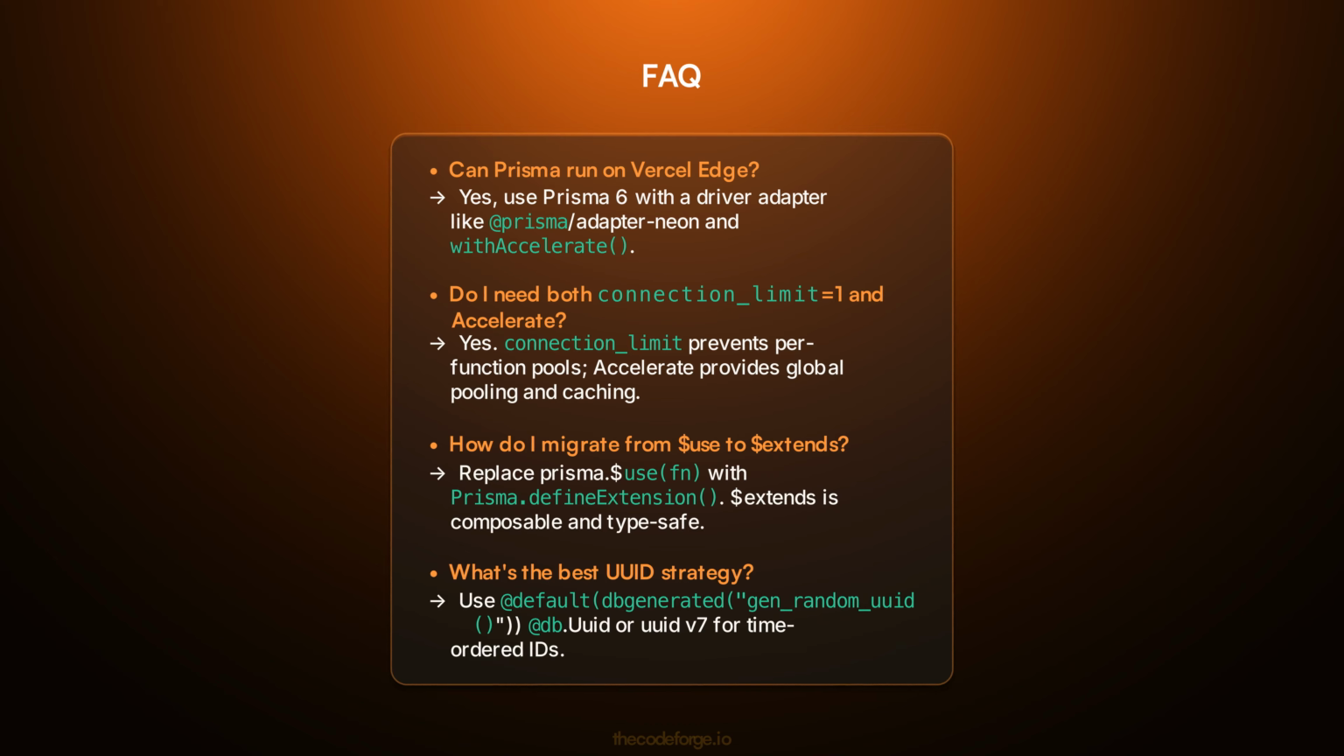How do I migrate from $use to $extends? Replace Prisma.$use(fn) with Prisma.defineExtension. $extends is composable and type safe.